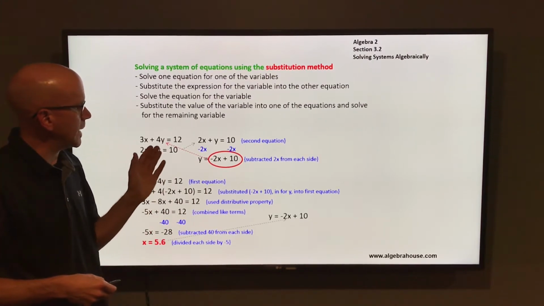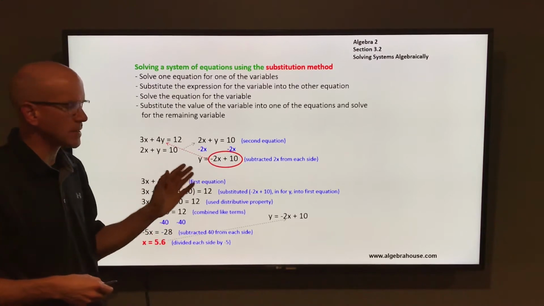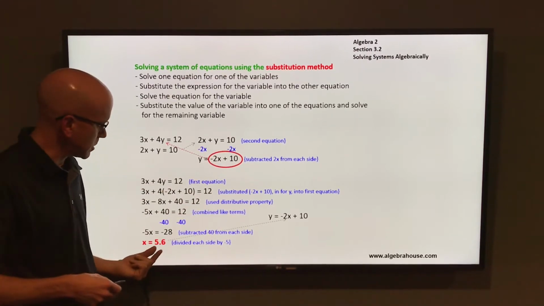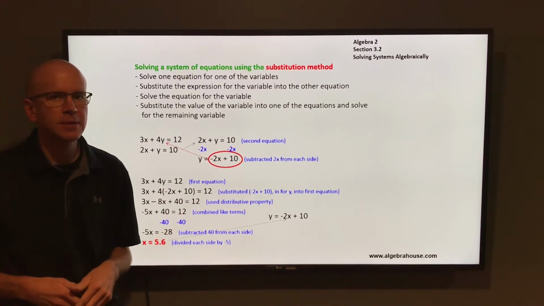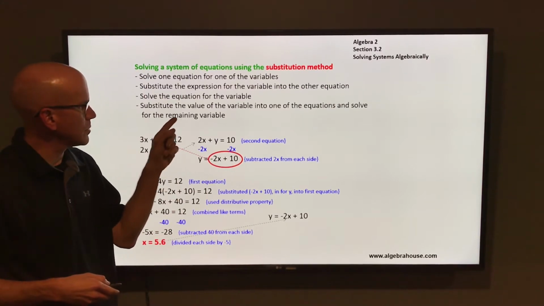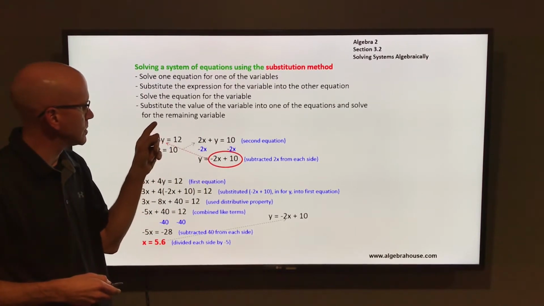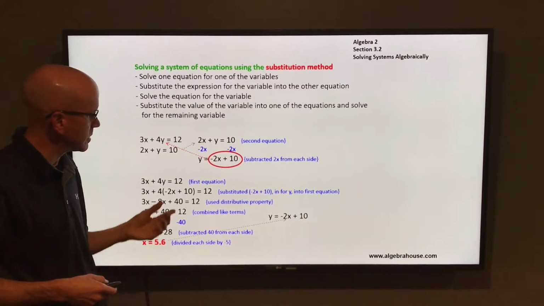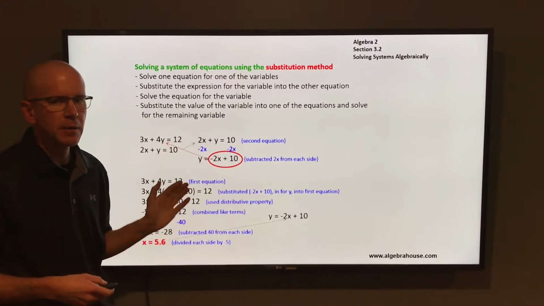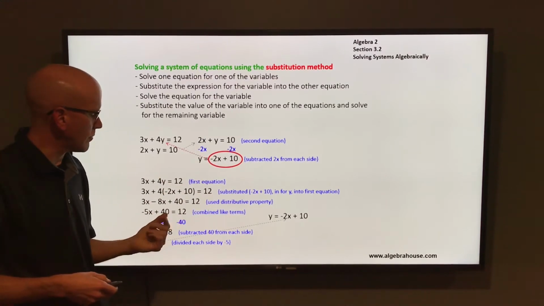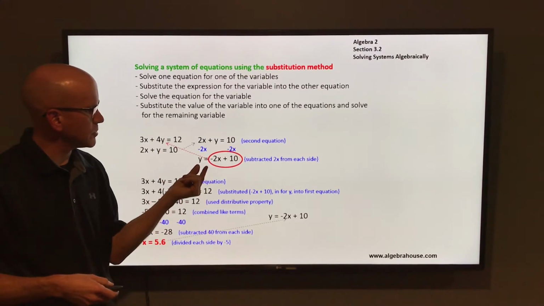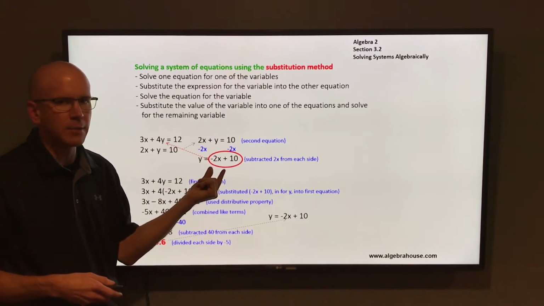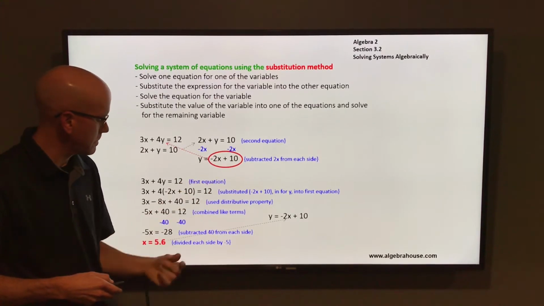So you want to go back to any equation up here that has an x and a y in it. You can substitute 5.6 in for x and solve for y. So we're substituting the value of the variable into one of the equations and solving for the remaining variable. So now that we know x is 5.6, put that in anywhere up here where there's an x and a y, and you can solve for y. The best equation, since you're solving for y, is where it already says y equals. This y equals negative 2x plus 10.